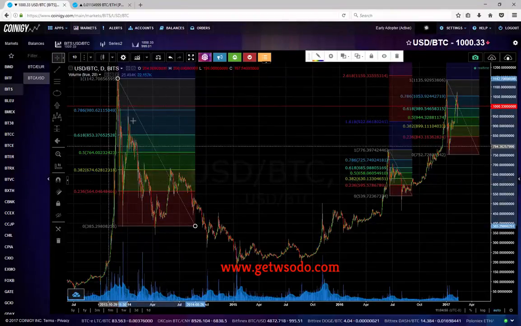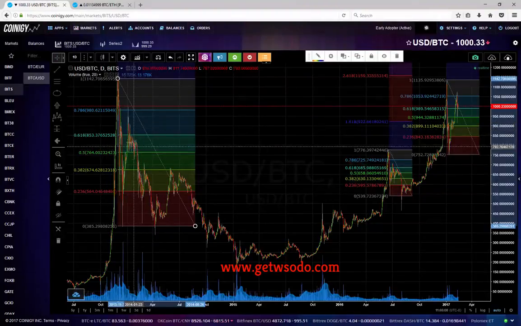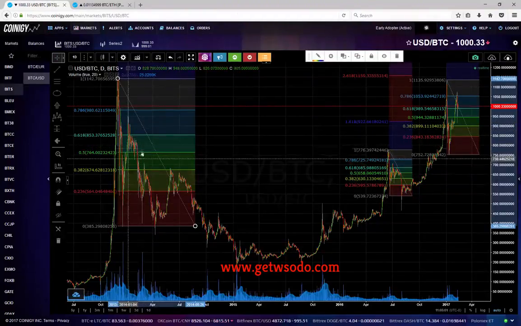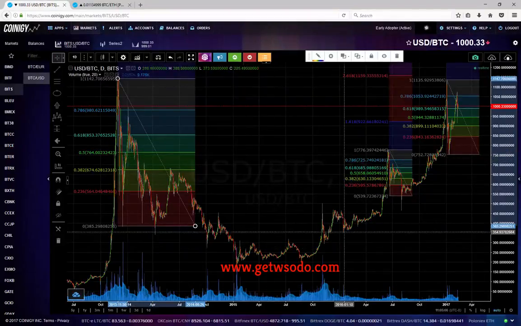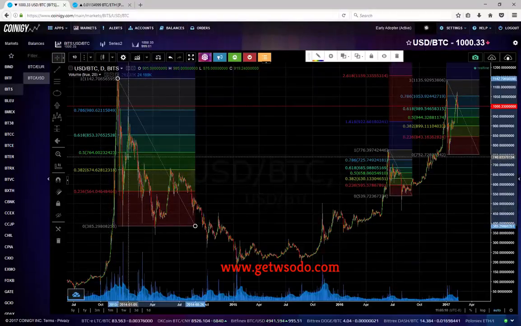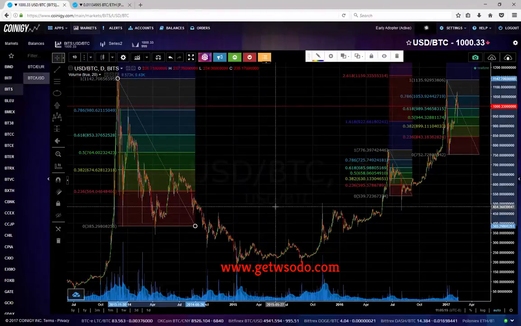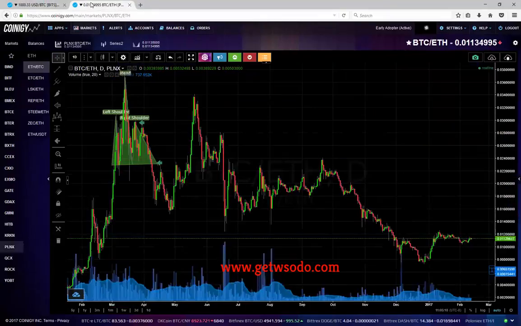So I find these bounce plays and shorting bear flags to be one of the easiest patterns to trade, and you'll often see the same pattern playing itself out over and over again, just kind of like fractals, because the markets just behave in a very similar way and repeat themselves on various different time frames. So let's look at that with an altcoin.